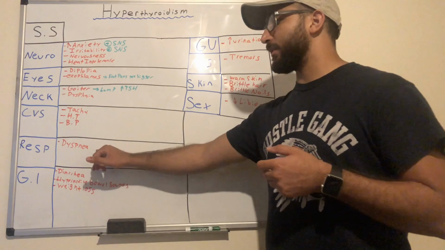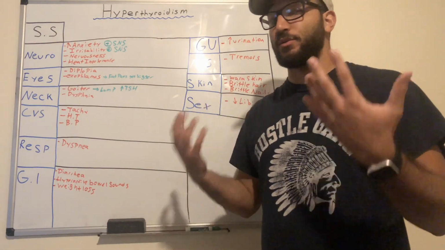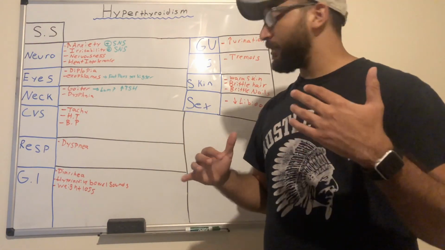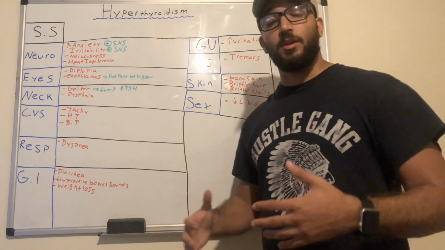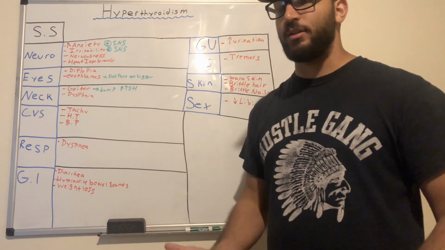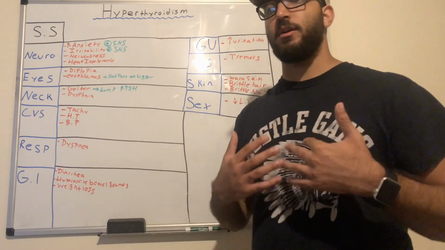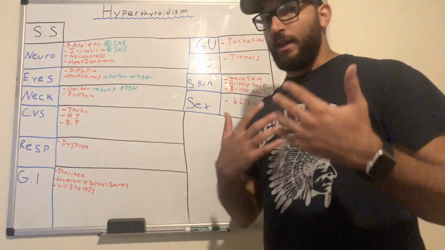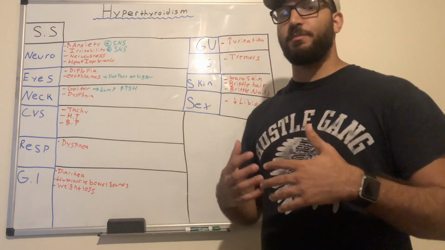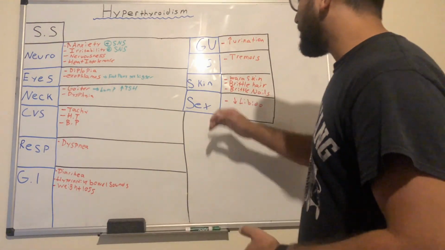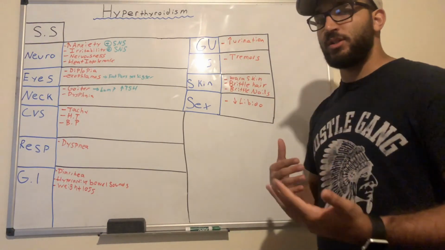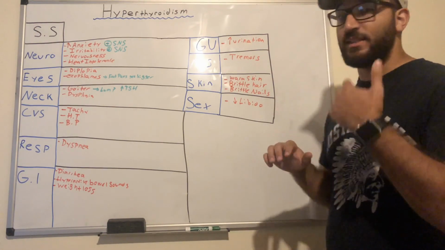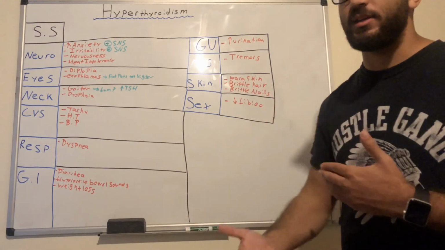Respiratory, we're going to see a patient have difficulty breathing. GI, we're going to see a patient may have diarrhea. Their bowel sounds are going to be hyperactive. So when you're auscultating, you're going to hear gurgling at a faster pace. The patient's going to experience weight loss. GU, a patient's going to have increased amount of urination because the T3, T4 receptors are being stimulated simultaneously.